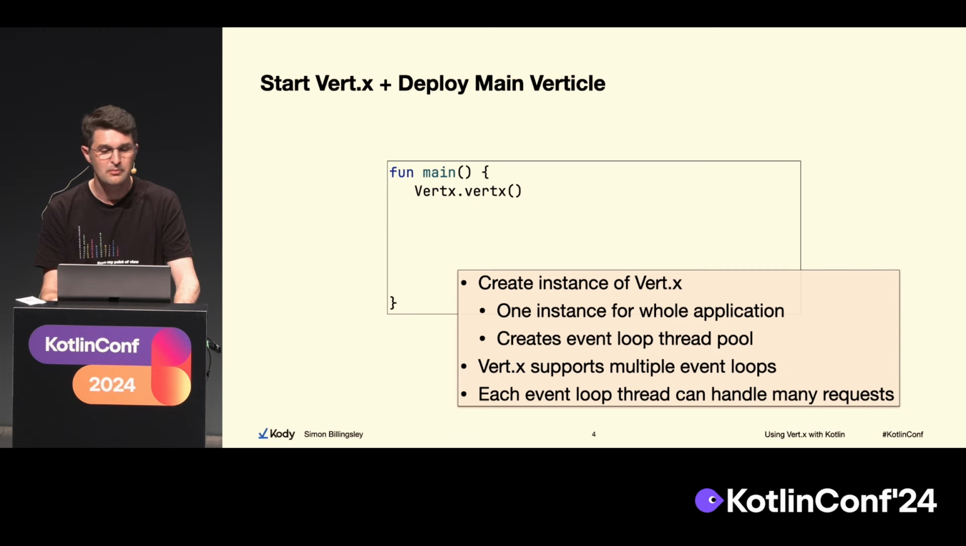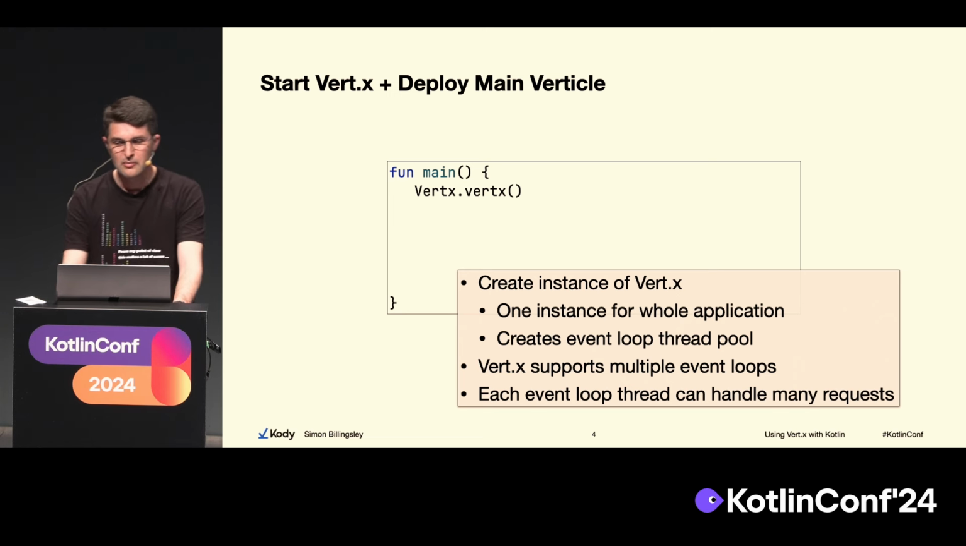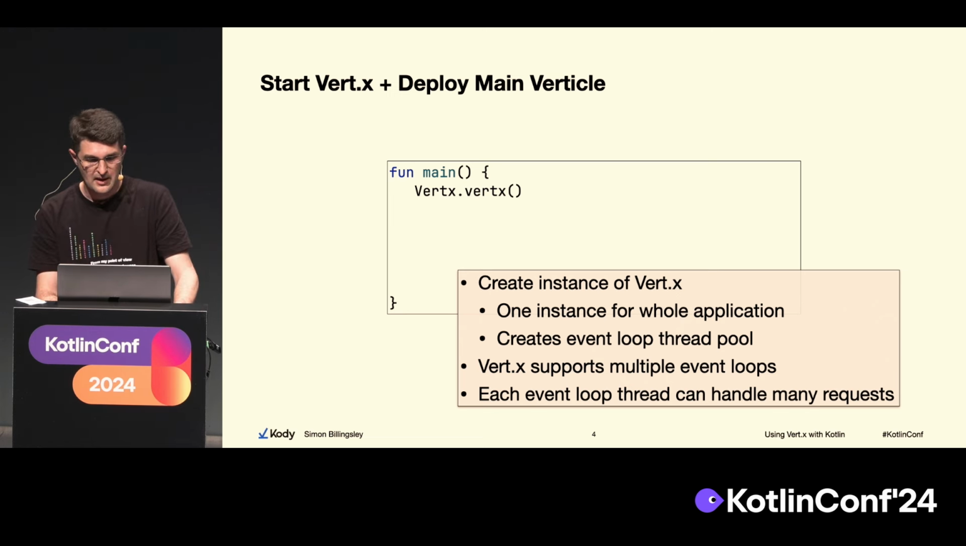And part of this talk, I'm going to walk through a small project that I've created that uses Vert.x. So the main method creates the Vert.x instance. Only one instance of Vert.x is needed for the whole application. Vert.x supports multiple event loops. And when you create a Vert.x instance, it creates the event loop thread pool. Each event loop thread can handle many requests.